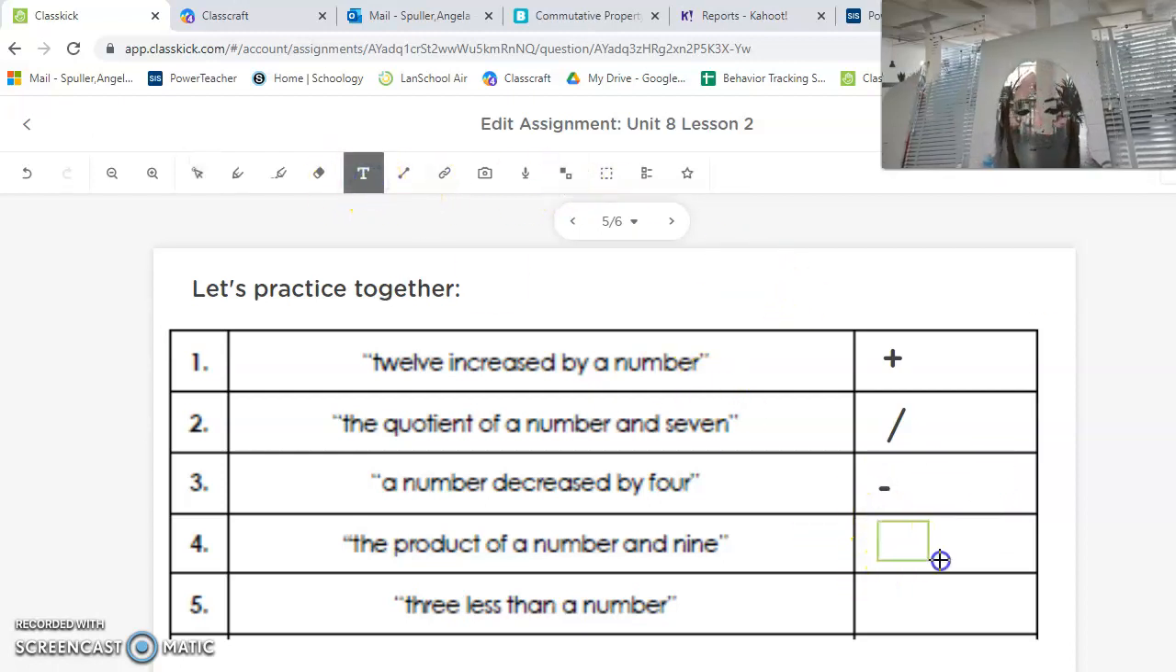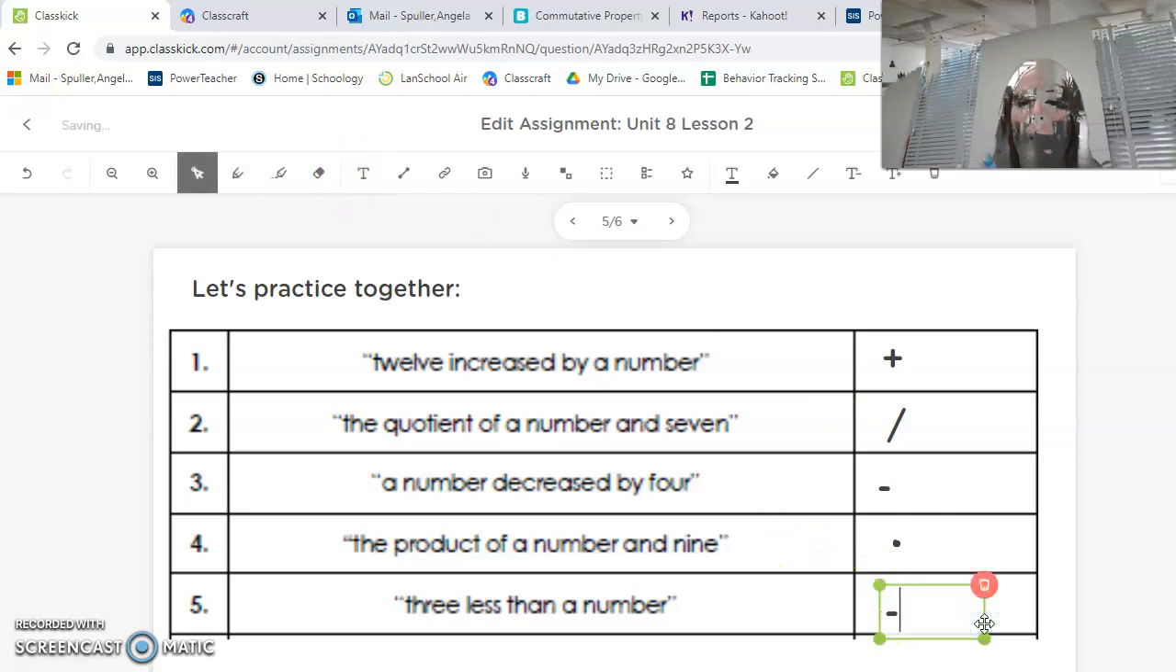The product means multiplication. Now, when we're using expressions, you usually won't see an X. You'll usually see the dot, but it's kind of hard to put the dot here. Actually, I could do it. Let's do that instead. You'll see the dot, or you'll see them butted up right next to each other. Okay? They don't use the X in expressions because X could be a variable. And then 3 less than a number means to subtract.